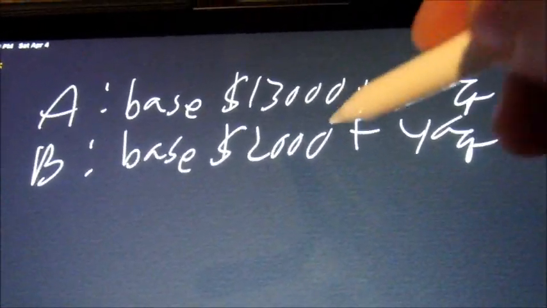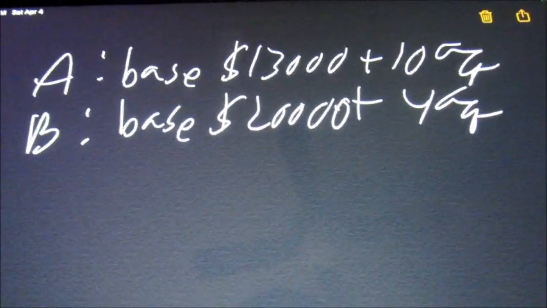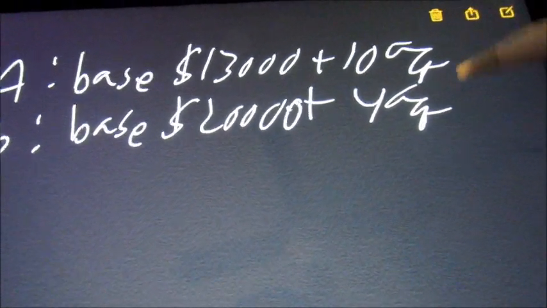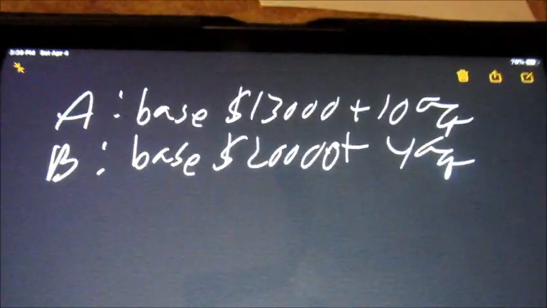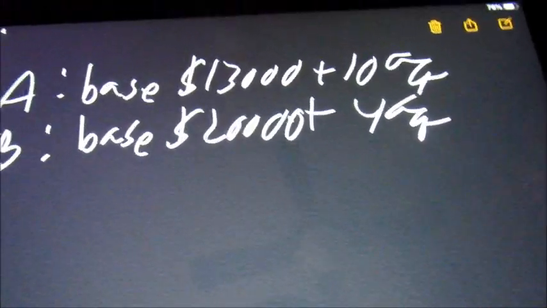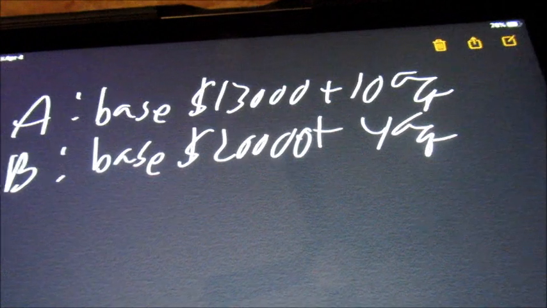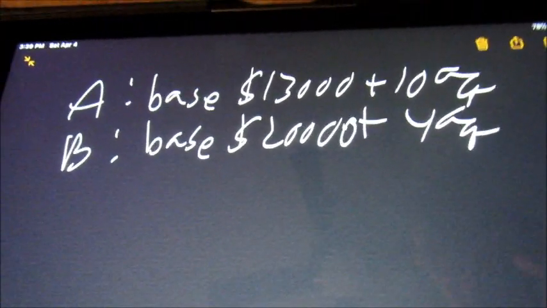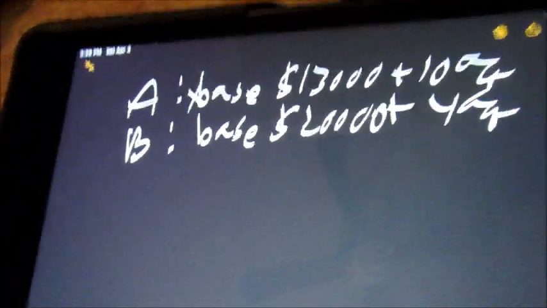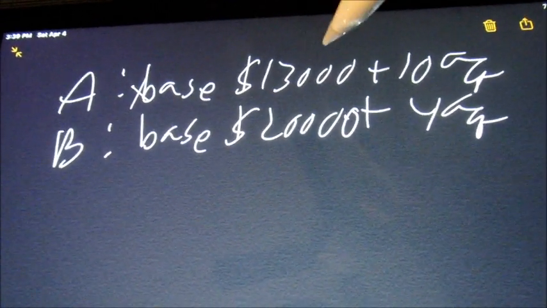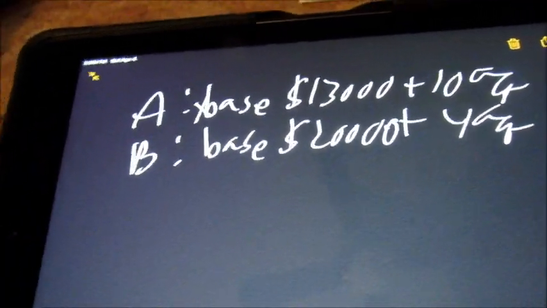So the first one, you start with a higher base, but you get a smaller commission. The second one is you start with a lower base, but you get a higher commission. And the question is, at what point does A become a better choice? How much do you have to sell in order to have this be a better choice?